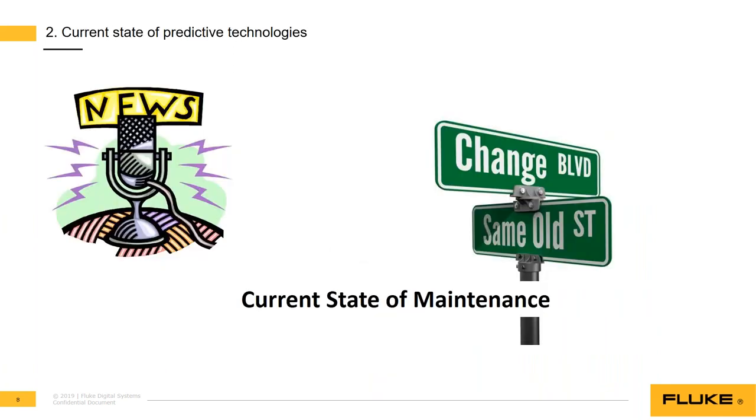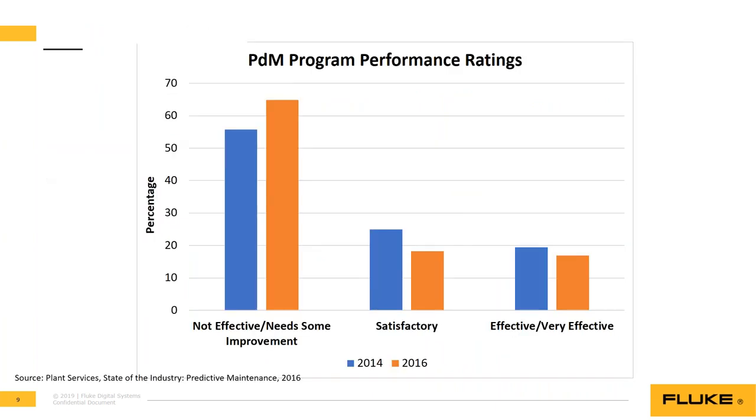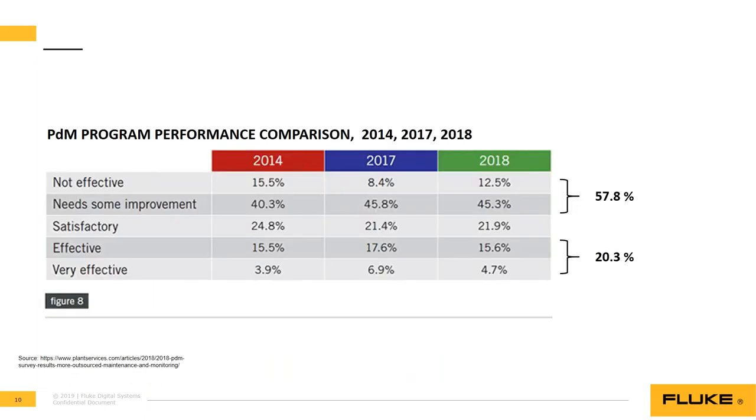So let's move on a little bit to the current state of predictive technologies and what's being seen out there. This comes from Plant Services magazine. I'll show a more updated one in a second. But this would bother me. It says that almost 60% of the people are not happy with their predictive maintenance program. And actually, it looks like it's gotten worse from 2014 to 2016.